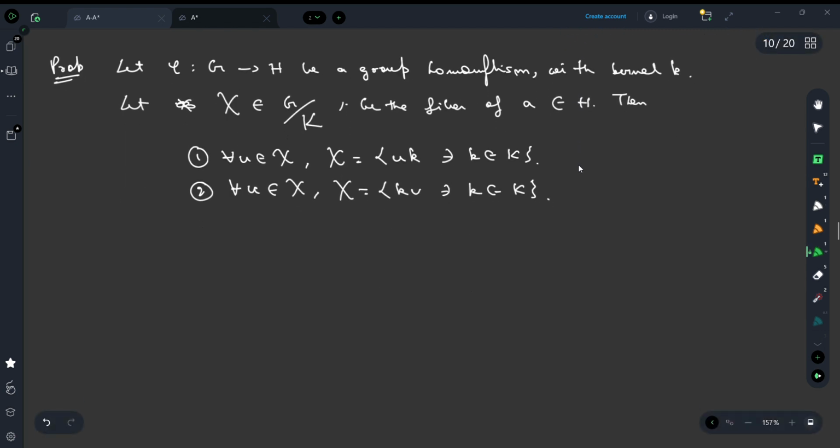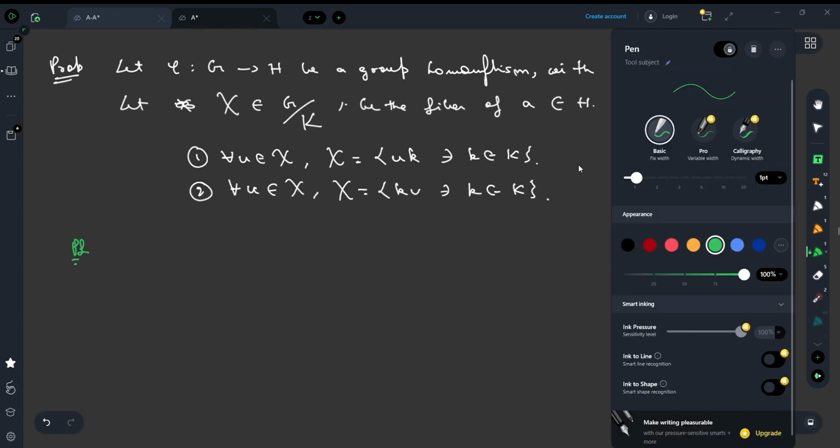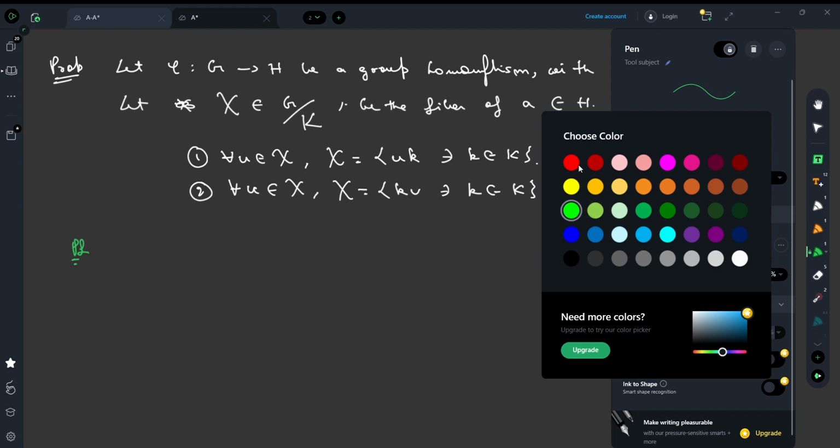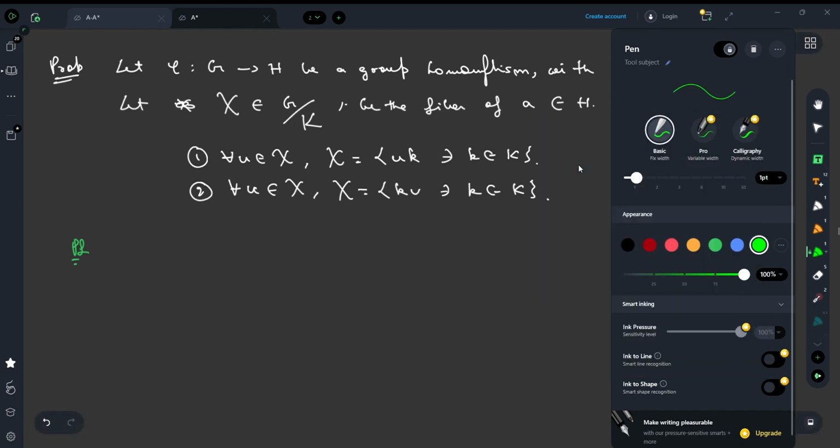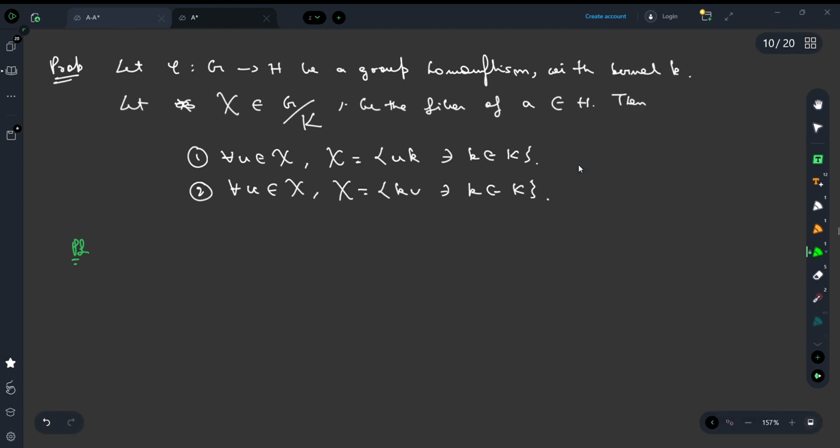Let's come to the proof of it. So how does the proof go? We have an equality of sets, so the obvious procedure we would follow is a both-sided inclusion. Let us check it out like that.